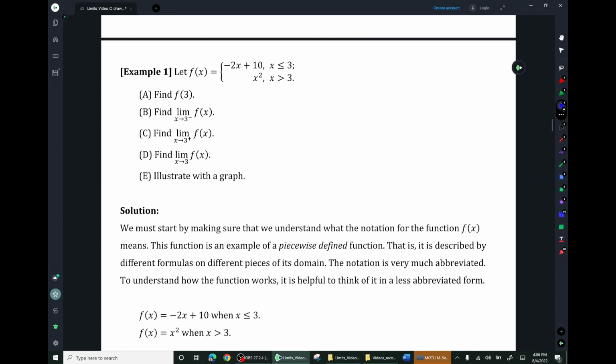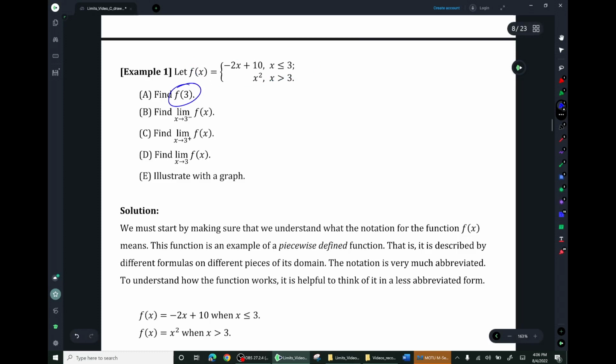Read: f of x is equal to minus 2x plus 10 when x is less than or equal to 3, but it's equal to x squared when x is greater than 3. So any mathematical symbol can be spoken, and this is one that can be spoken. Now our job in this example is to do these 5 things.